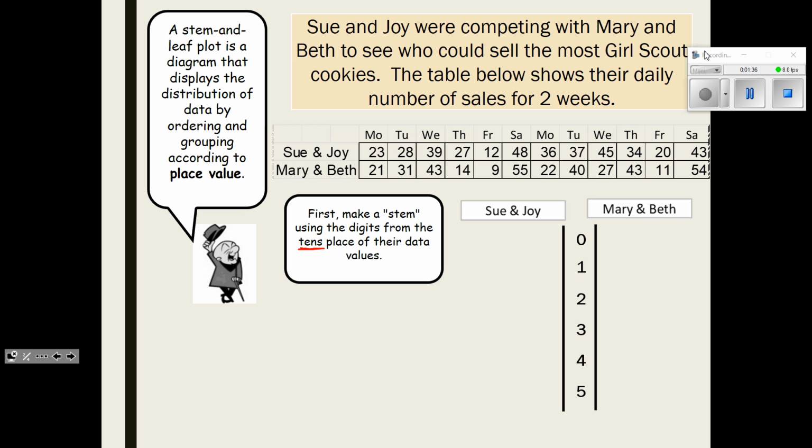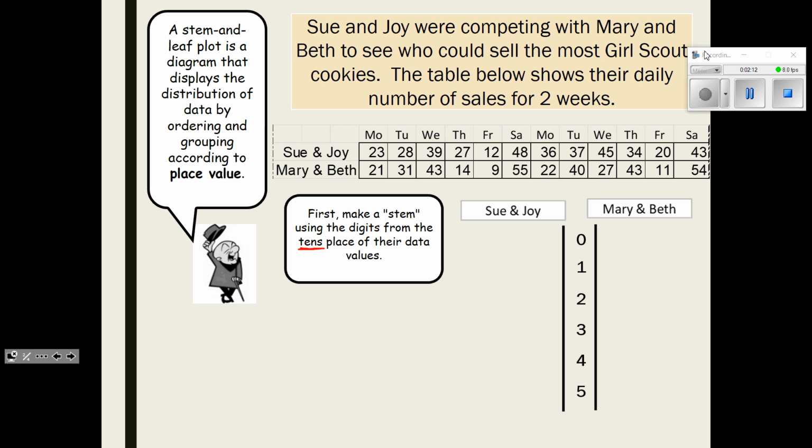Now we have 2 sets of information here. Sue and Joy were competing with Mary and Beth to see who could sell the most Girl Scout cookies. The table below shows their daily number of sales for 2 weeks. So first, this is going to be a double stem and leaf plot because we're graphing 2 different sets or groups of information. On one side, we're going to put Sue and Joy, and on the other side, Mary and Beth. If you did not have 2 sets of data, then you would just have a single stem and leaf plot, but this is a double one.